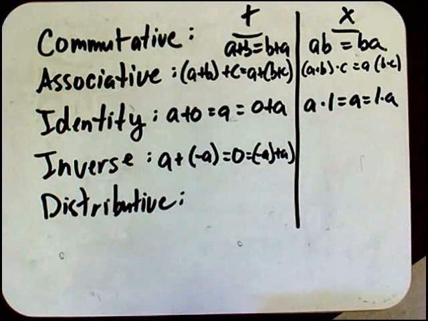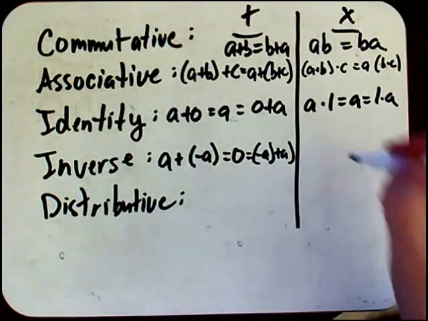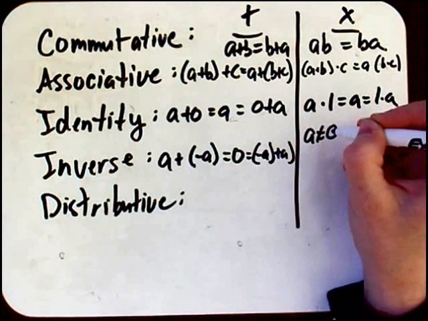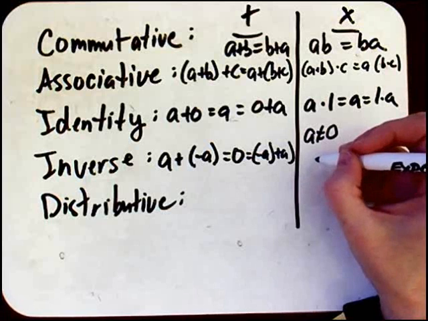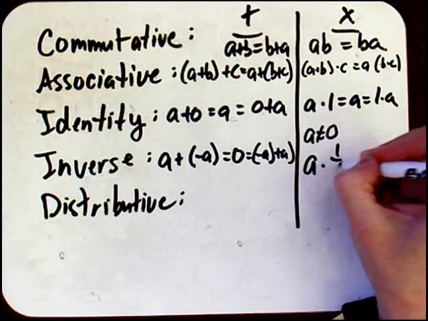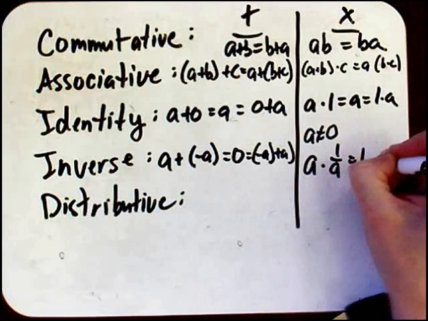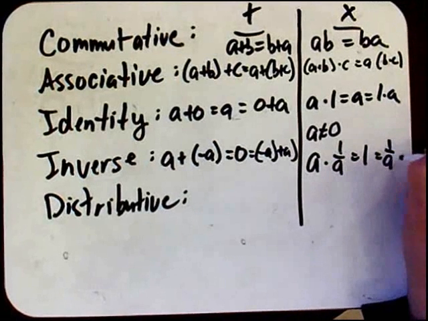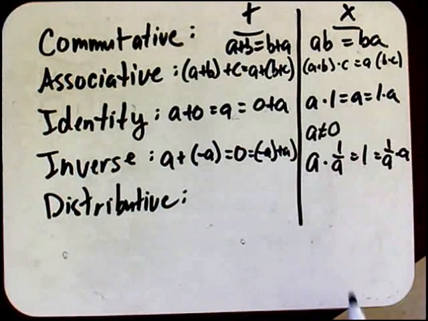And in multiplication, the inverse is a little different. If A cannot equal 0, so we can say A times 1 over A equals 1, which also equals 1 over A times A. Because if you remember, A over 1, and we multiply across, A times 1 is A over 1 times A. So A over A, when you simplify, is 1.